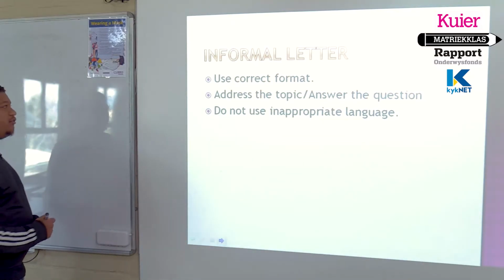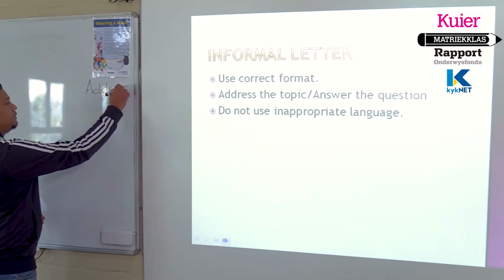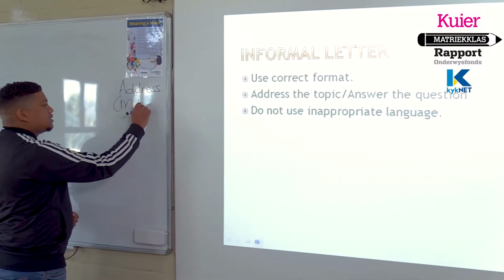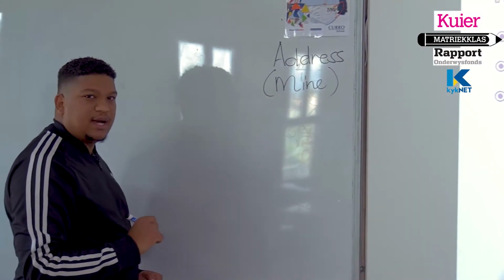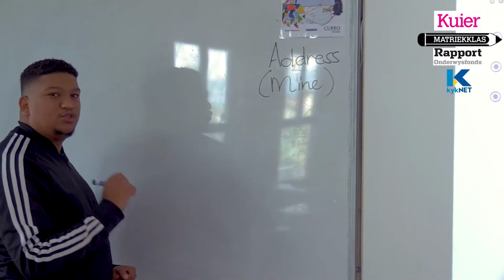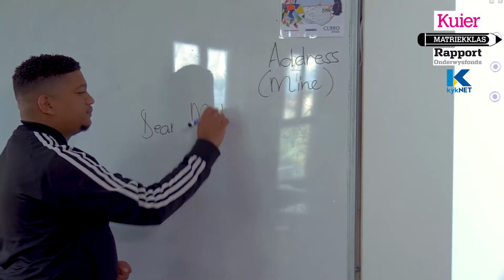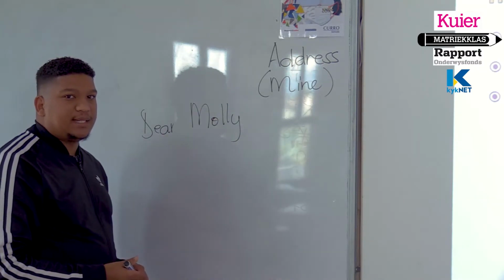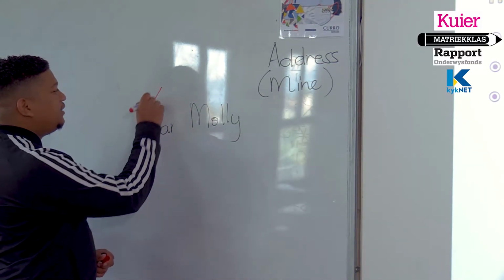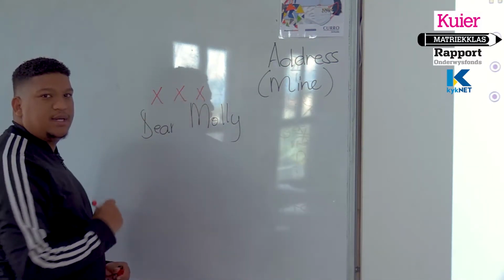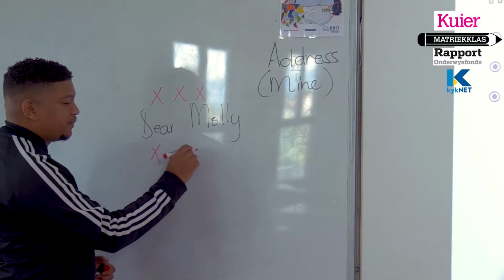So automatically the first thing I need to have is the address. Whose address? Mine. Right? No one else's, but my address. And after I noted that, I know I now have to write to my friend. So, dear Molly. But before I could write to dear Molly, I need to indicate the following. I need to leave a line. After I've left that line open, I'm going to leave a line after dear Molly.